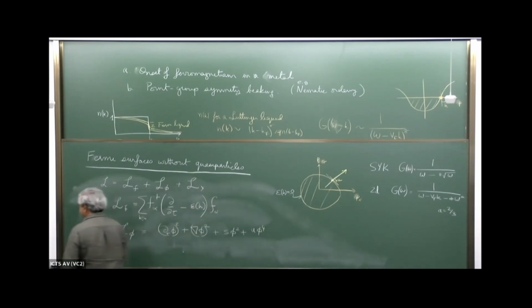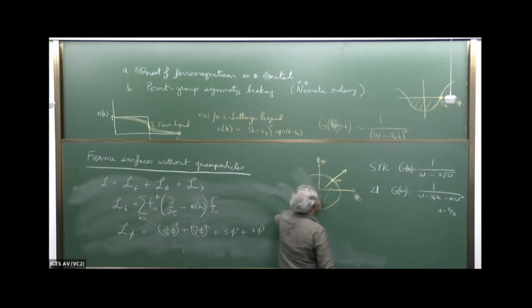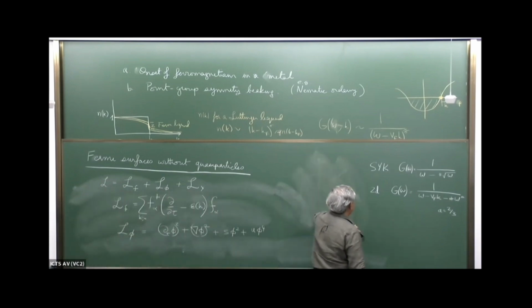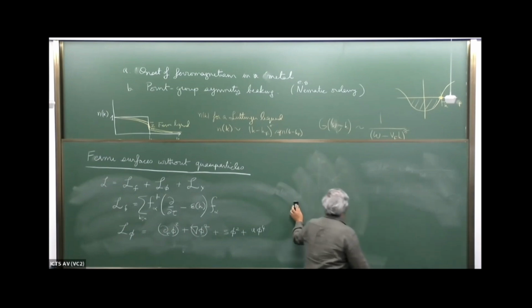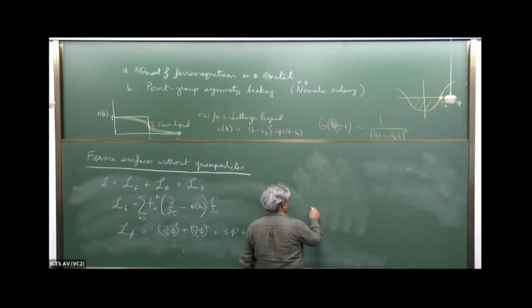So I'm imagining the following situation: I have electrons with spin 1/2. I have a 2D metal, and I'm varying some parameter. In fact, I'm going to be varying s.